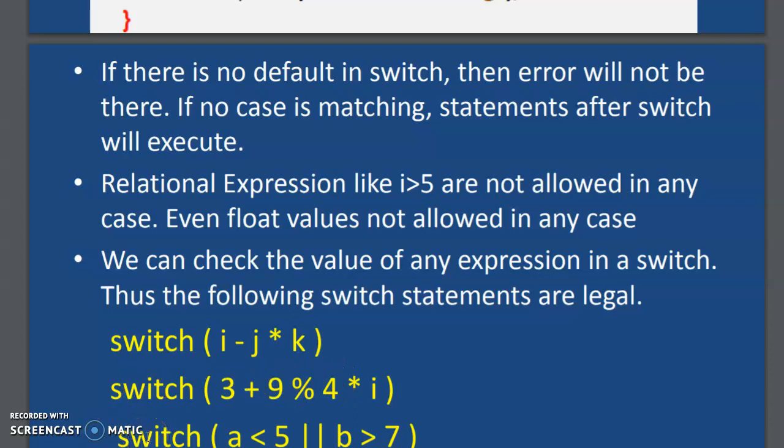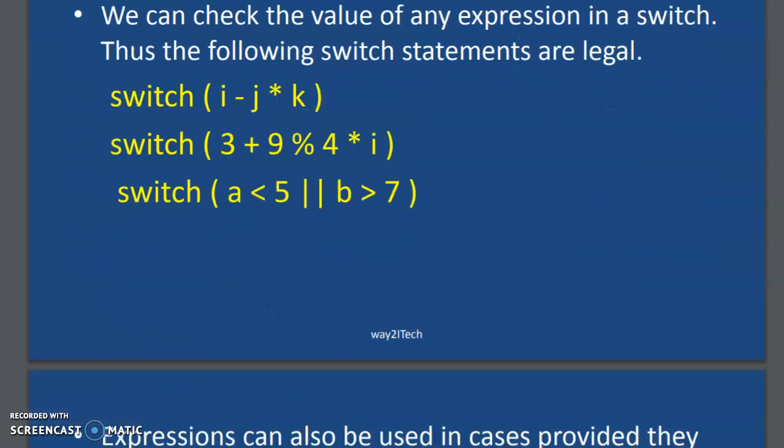Similarly, switch A less than 5 or B greater than 7 is also a correct statement, because if A has been assigned a value 7 and B has been assigned a value 9, the 7 less than 5 is false, so 0, false is represented by 0. And if B has value 9 and 9 is greater than 7, it means true, true means 1. So in that particular case, 0 or 1. So 0 or 1 means true, 1 means true. So switch case would execute in this case also.